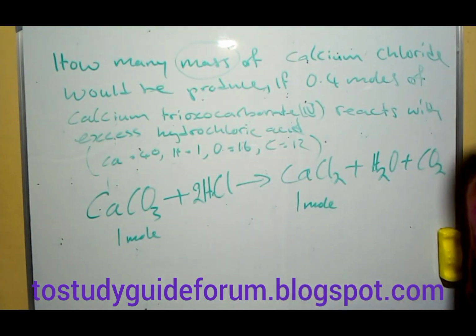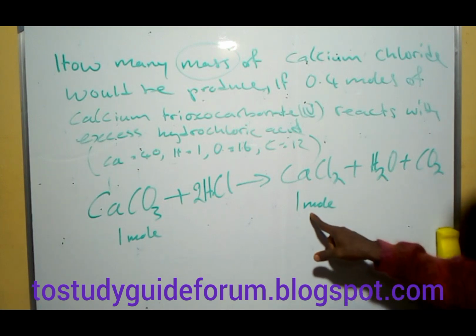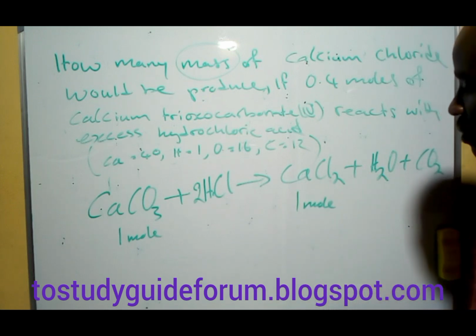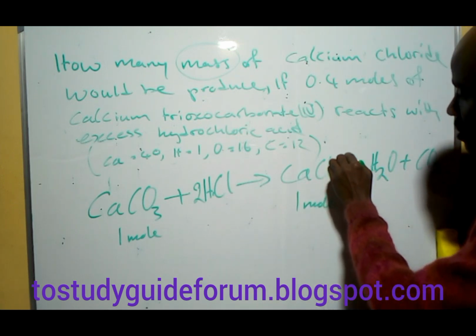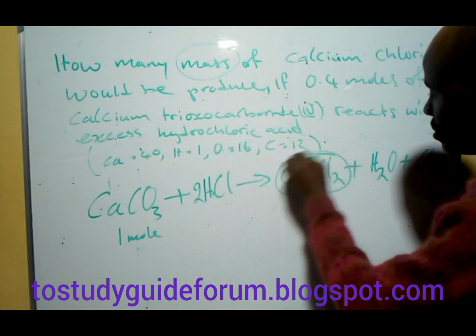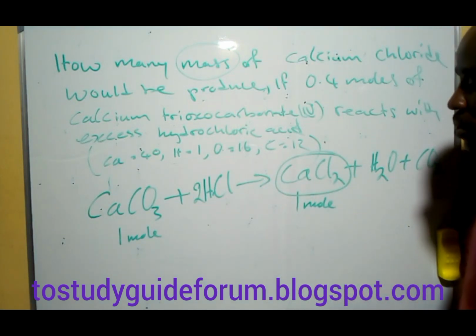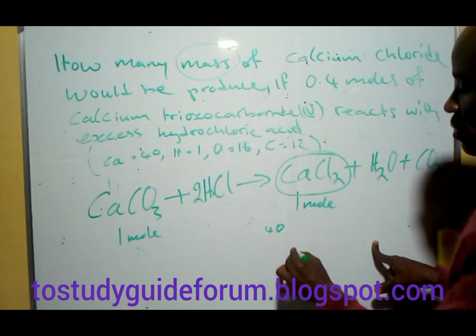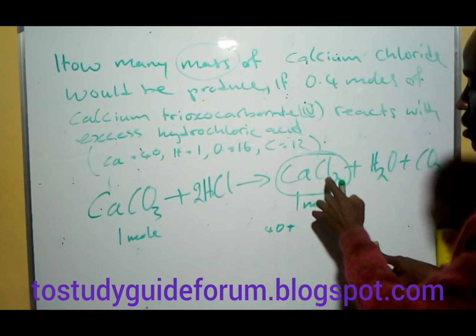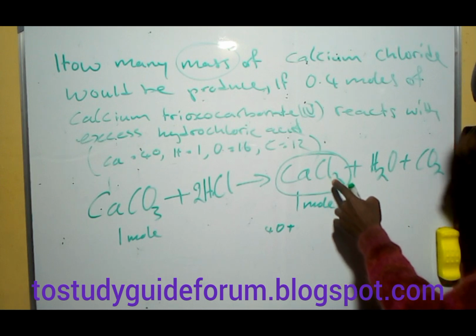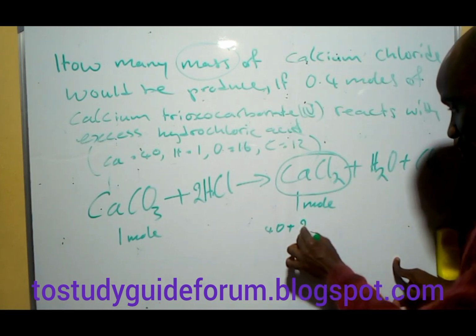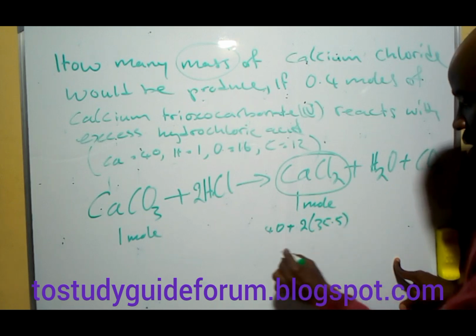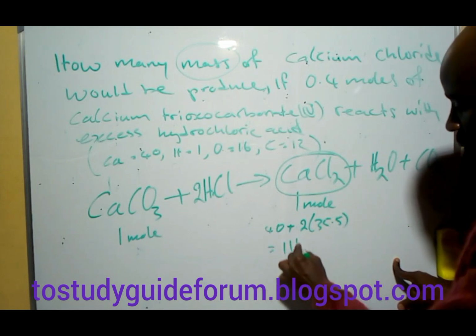But now we are looking for the mass. Because we are looking for the mass, we can consider it in terms of mass. We get the molar mass of this. So it means that for this you have calcium to be 40 plus chlorine, which will be 2 in brackets. Everything will give us 111.